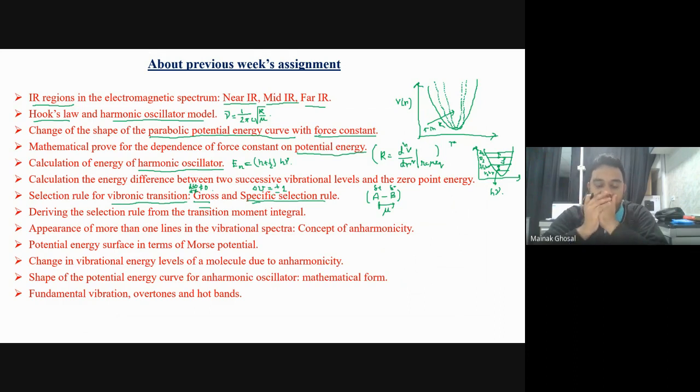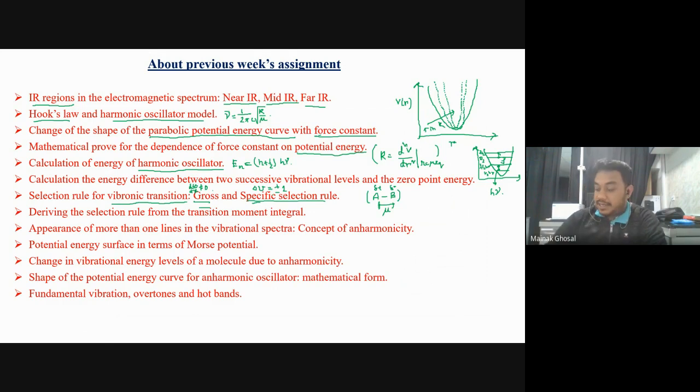There will be two selection rules corresponding to this. One is the gross selection rule, another is the specific selection rule. The gross selection rule states that there should be a change in the dipole moment whenever there is some vibrational transition. Sorry, the specific selection rule states that this delta v should be equal to plus or minus 1.